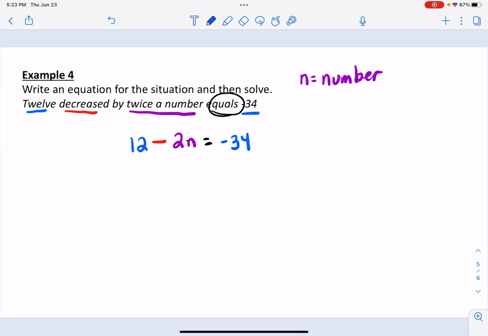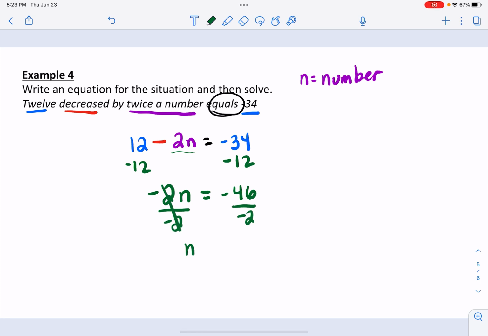Okay, so now we need to solve this. So, okay, I have 12 minus 2n. So I need to get this 2n term on its own. So I subtract 12 from both sides. So this 2n is technically negative, so I keep that minus sign with it. So I have negative 34 minus 12. I get a negative 46. If I then divide by a negative 2, n is equal to 23.